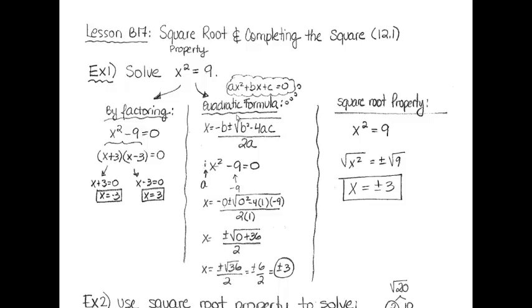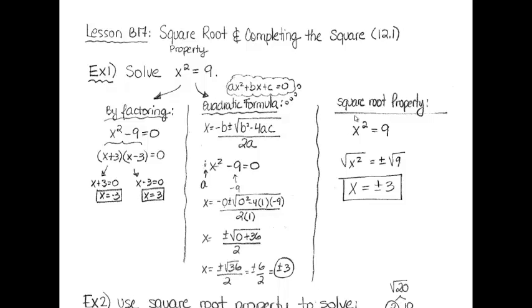The second method was the quadratic formula, which uses this formula right here when the quadratic function equals 0. So first thing I do is move the 9 to the other side. That way, I know that my a is 1, my c is negative 9, and I don't have a b, so I'm going to call b 0. When I plug it in, b is 0, a is 1, and c is negative 9. So when I solve it, I get the same answer as factoring.